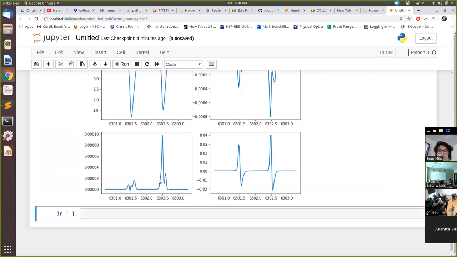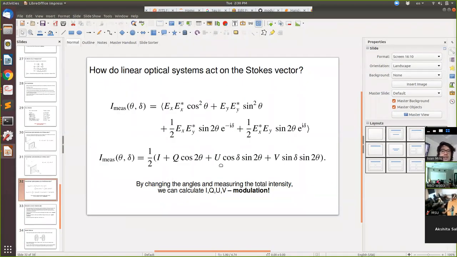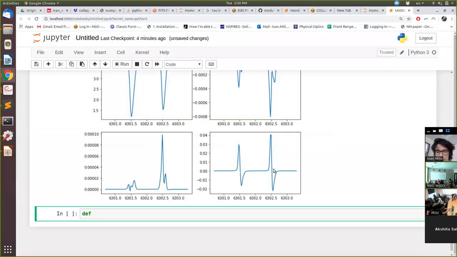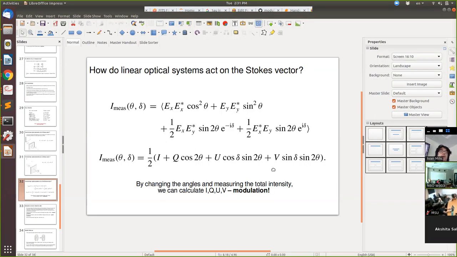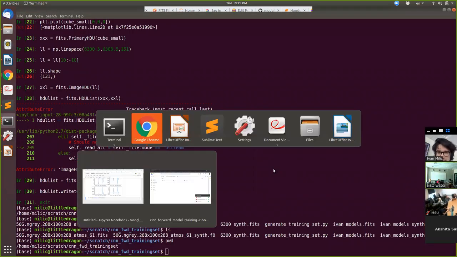Okay, cool. Let's finally go to the modulation. So what I'm going to do now is write a small function that encodes this thing here, right? What this function is going to do is take the values of theta and delta, okay? And it's going to return these coefficients which stand in front of I, Q, U, and V. Okay, so let's do that now. Let's define a function, and I usually call it modulation_raw, because this is one modulation row, right? And the function takes as arguments theta and delta. And then let's see what we get here.